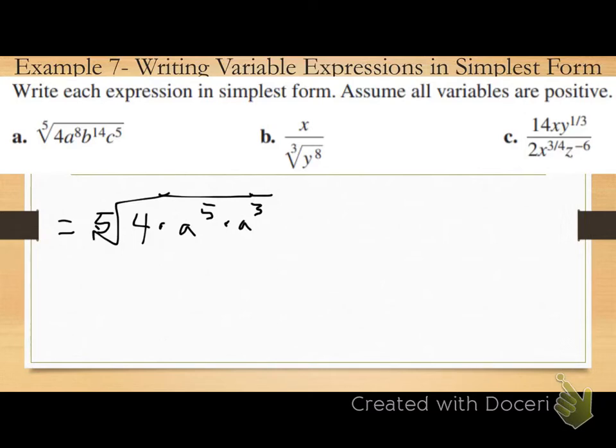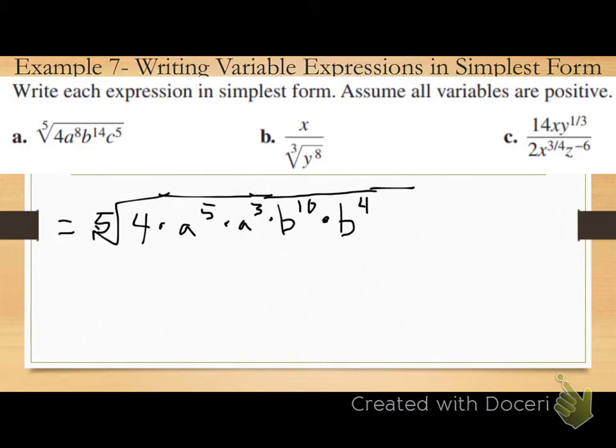Because I can take the fifth root of a to the 5th, right? So I'm breaking it down into something that I can take the fifth root of. Does that make sense? And then a to the 5th times a cubed would give me a to the 8th, because remember, we add exponents when we're multiplying the same base. So knowing that, what can I break b down into? b to the 10th and b to the 4th. Does everyone see that? Because I can take the fifth root of b to the 10th, and that's the next lowest thing below 14.